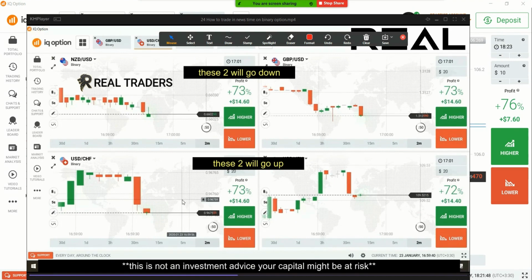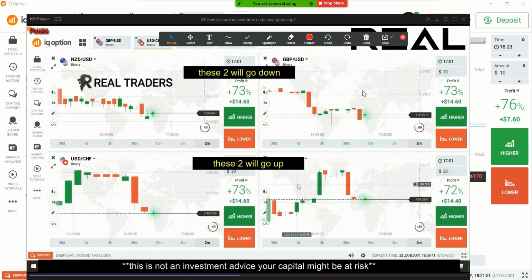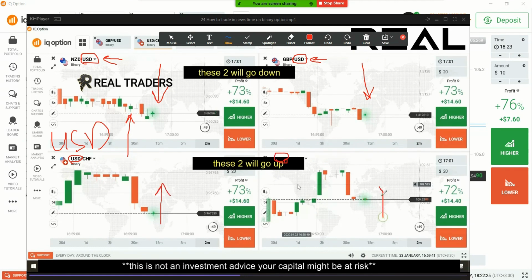Let me show you. So you can see the forecast for USD was positive, right? The forecast was green. It means the USD will go up. But here you can see the USD on these 2 above charts is in second place, right? So here it will go down, and here you can see the USD is in the major currency position. Here also it is. So these 2 will go up.